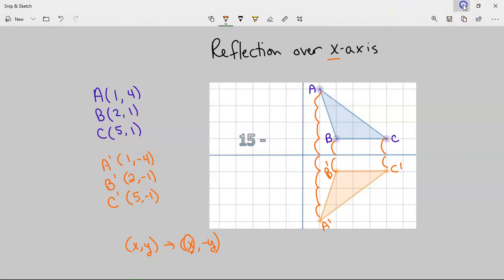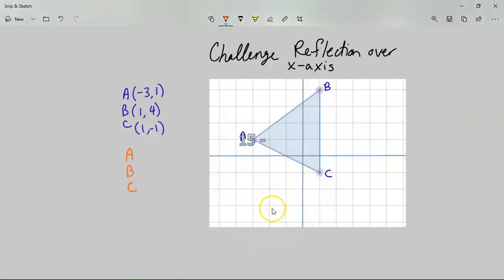Alright, that still applies when we look at more challenging problems such as this one. So if I look, A is 1 above my x-axis, so A prime will be 1 below. So you can also use the rule instead if you wanted. So like, let's say for B prime, I'm going to keep the x value the same and I'm going to change the y value to the opposite. So that would be 1 and -4.